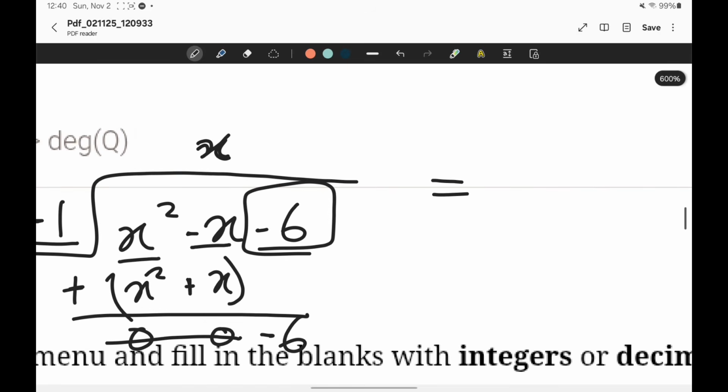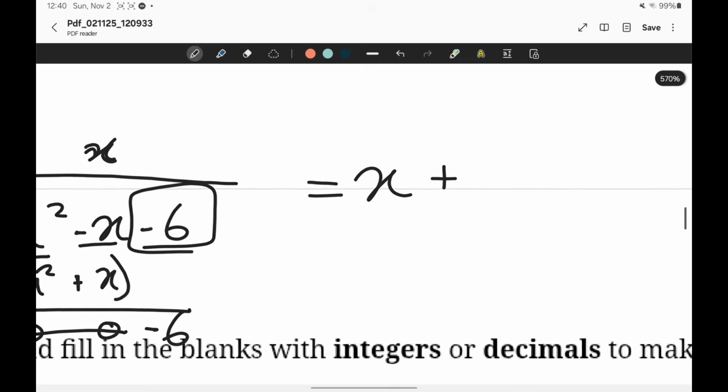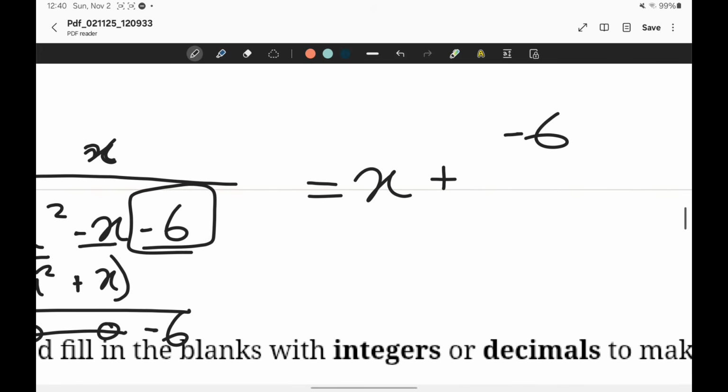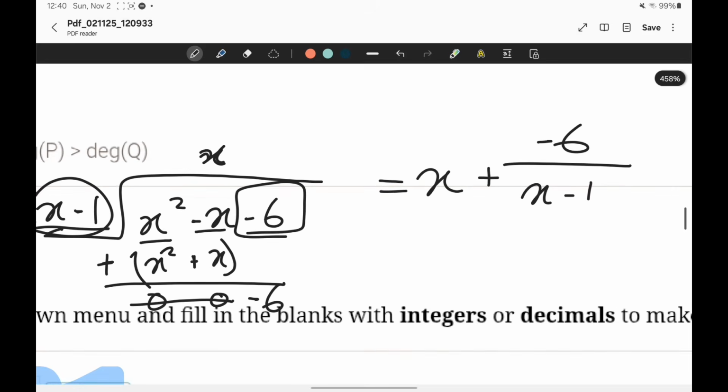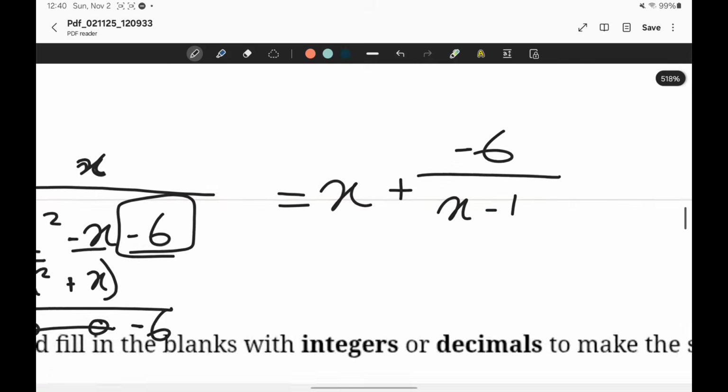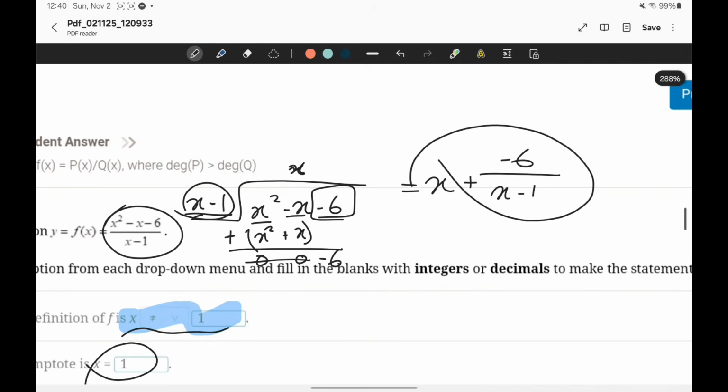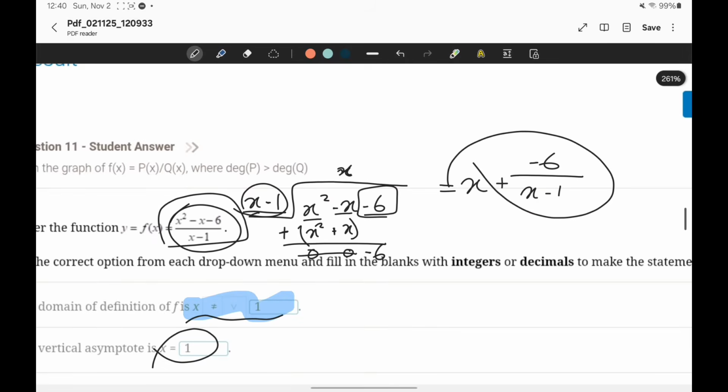So that means in the end we got x, your quotient, and then you also write plus minus 6 over what you were dividing by, x minus 1. This is just how to divide, it's nothing new, just try to remember. So this is what we get after dividing.